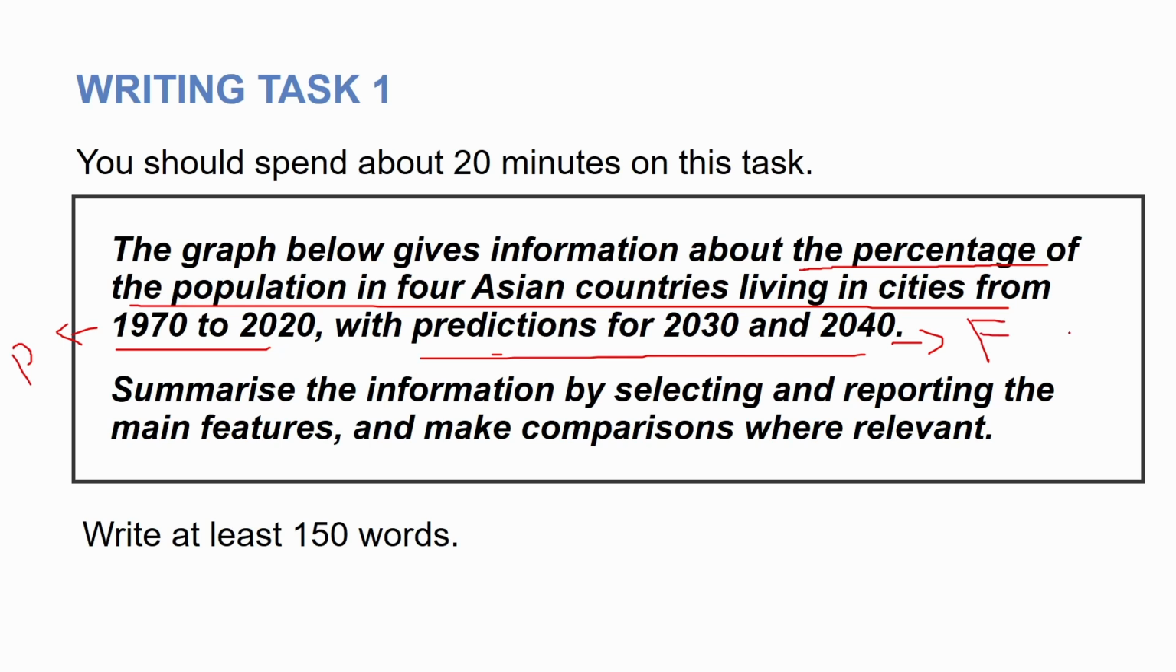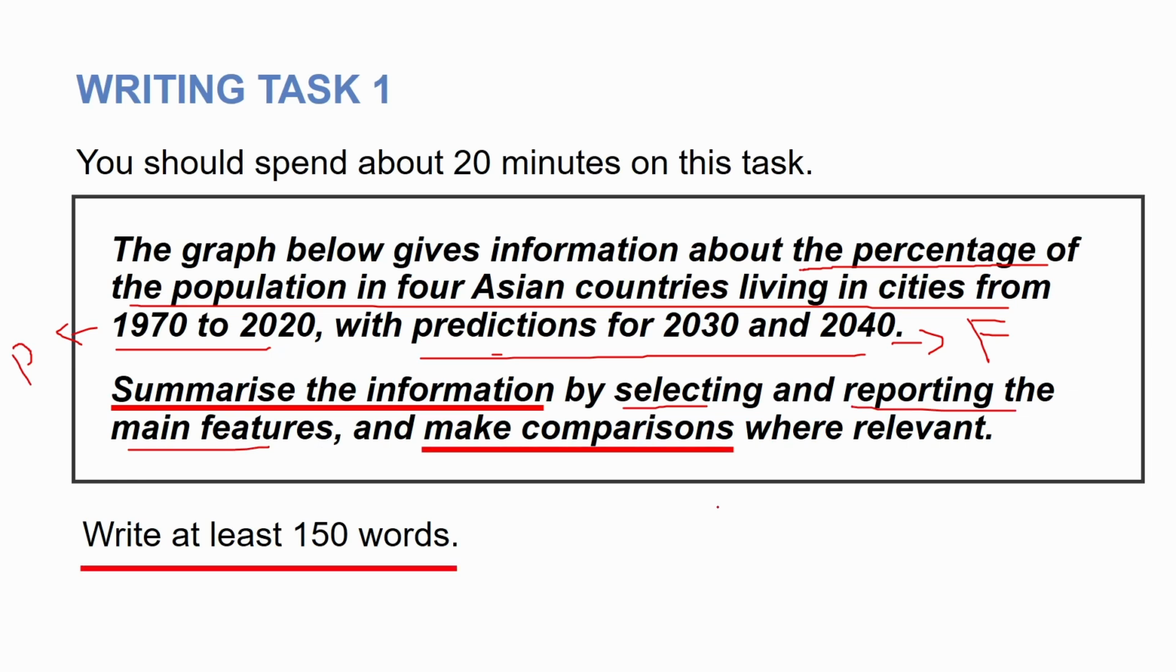The instruction is always the same in writing task 1. We should summarize the information so we cannot report every single point. How? By selecting and reporting the main features only and make comparisons where relevant. In doing so, we should write at least 150 words to be able to cover all the main features.